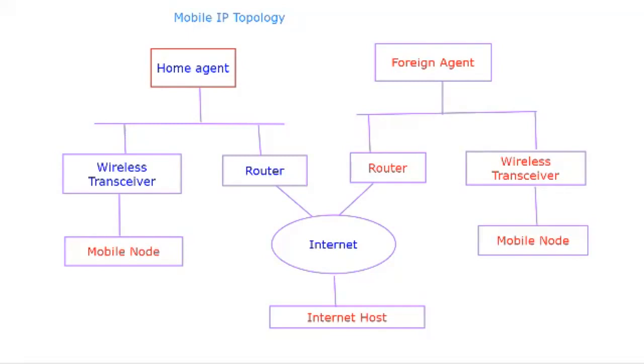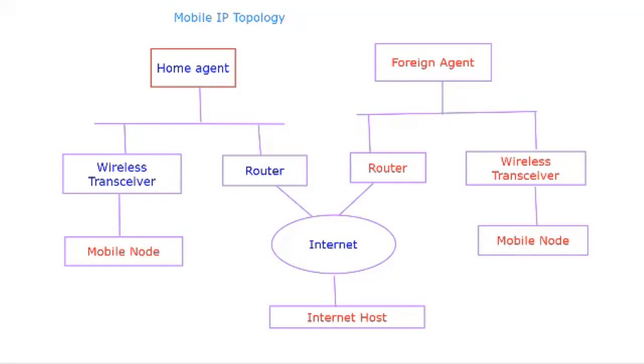Datagrams from the mobile node to the internet host are sent using normal IP routing procedures. If the mobile node is on a foreign network, the packets are delivered to the foreign agent. The foreign agent forwards the datagram to the internet host. Okay, so these are the stepwise explanation of the working of mobile IP topology.